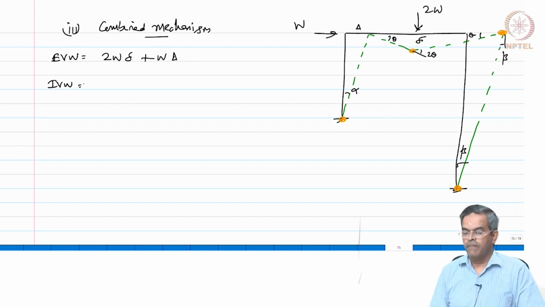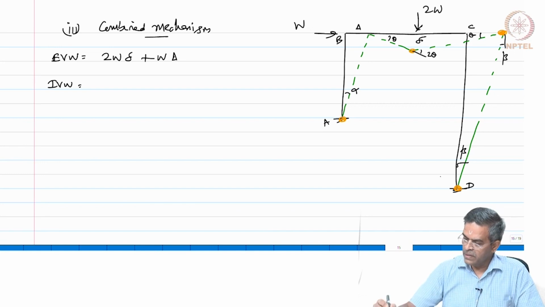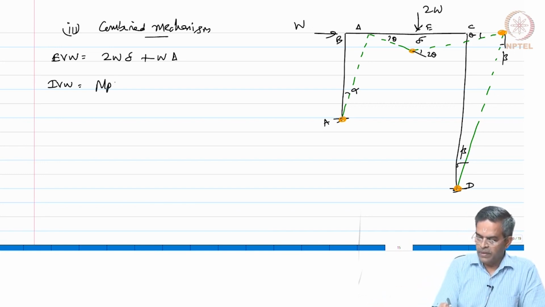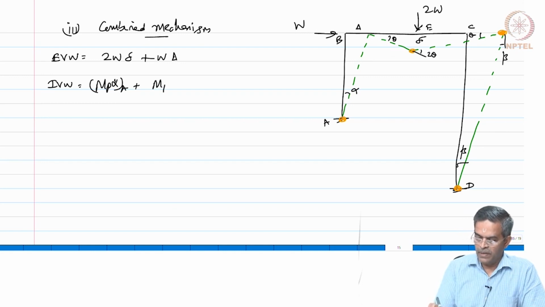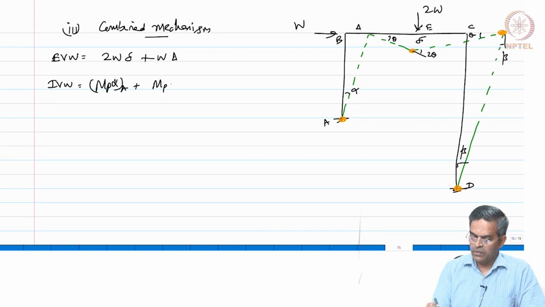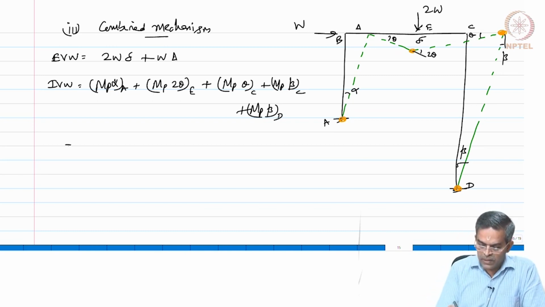Internal virtual work is going to be, this is A, this is B, this is C, D and E. So, MP into alpha, this is at A, plus MP into 2 theta, that is at E, plus MP into theta, that is at B, plus MP into beta, that is at C, plus MP into beta, that is at D. So, one can say MP times of alpha plus 3 theta plus 2 beta.